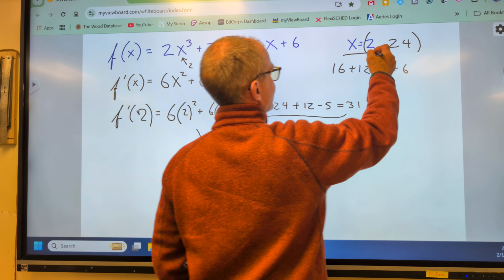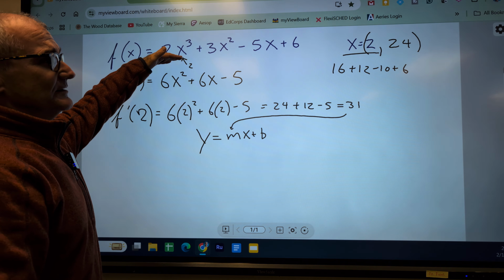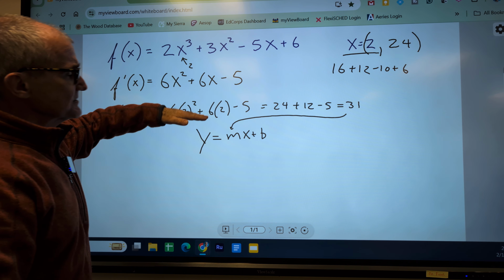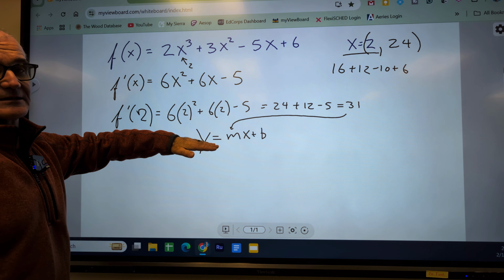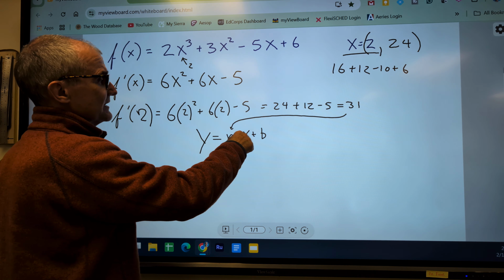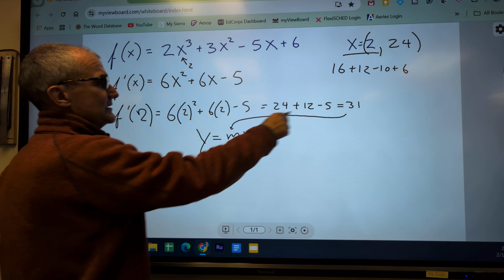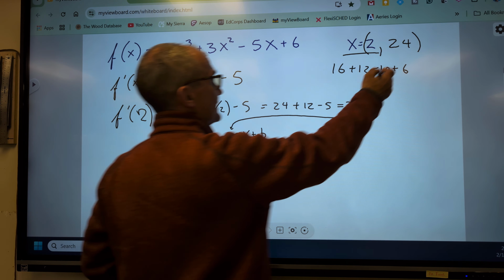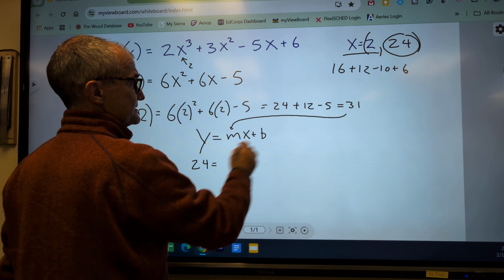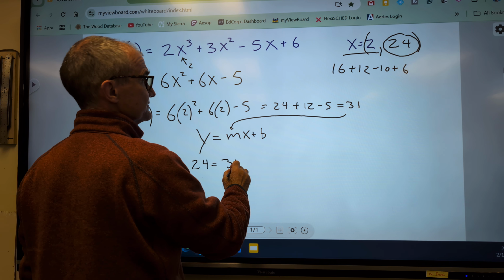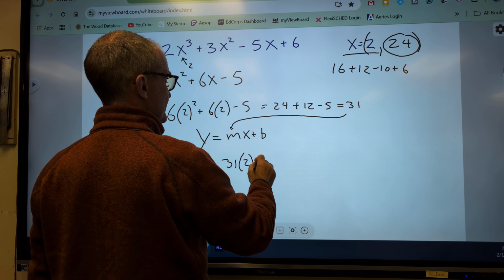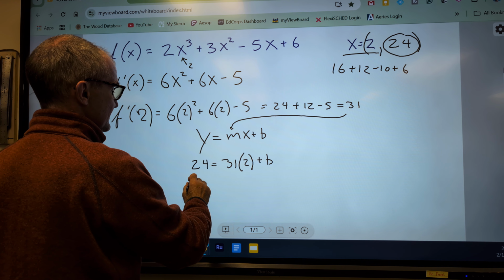So now I have a point on my graph, right? When x is 2, y is 24. That's a point also on my line of tangency. So I have that value for x and y. I'm going to plug that in for x and y with this slope. So when y is 24, my slope is 31, and my x is 2. One equation, one variable. I could solve for b.